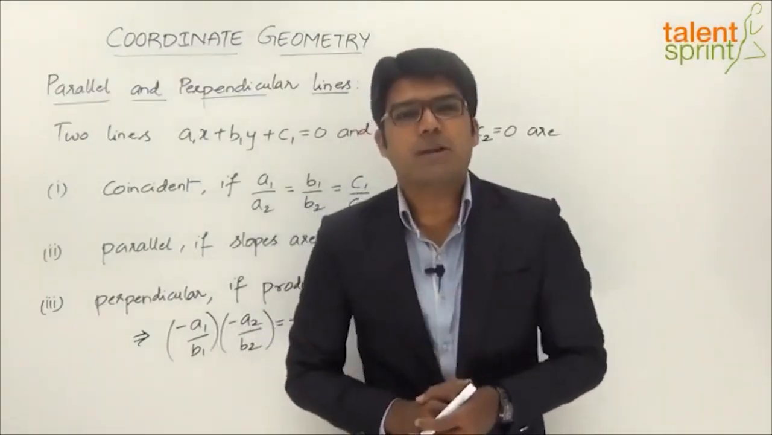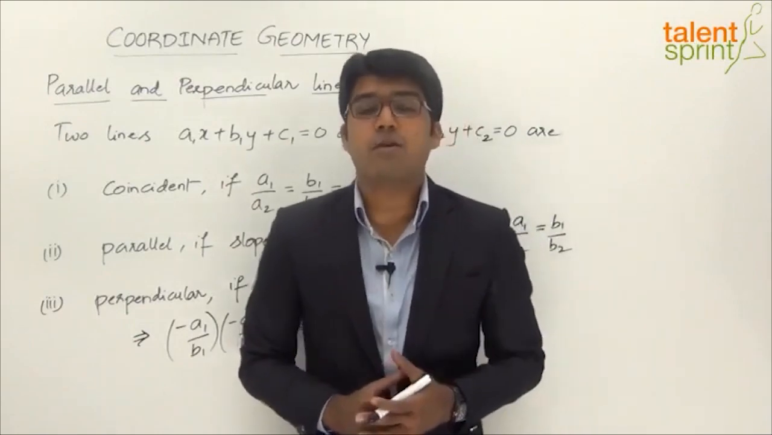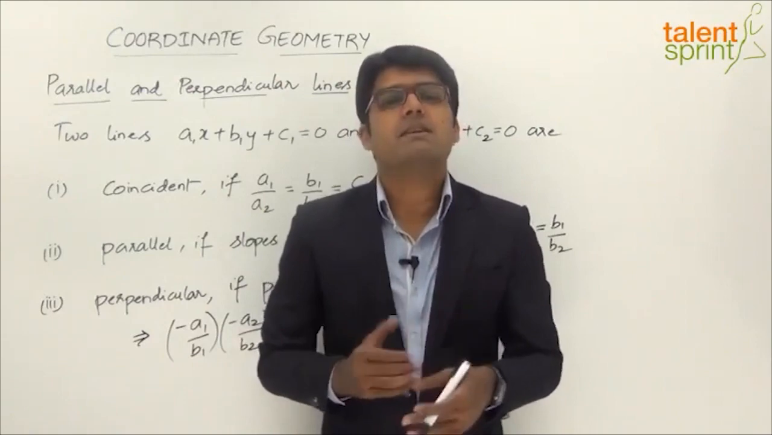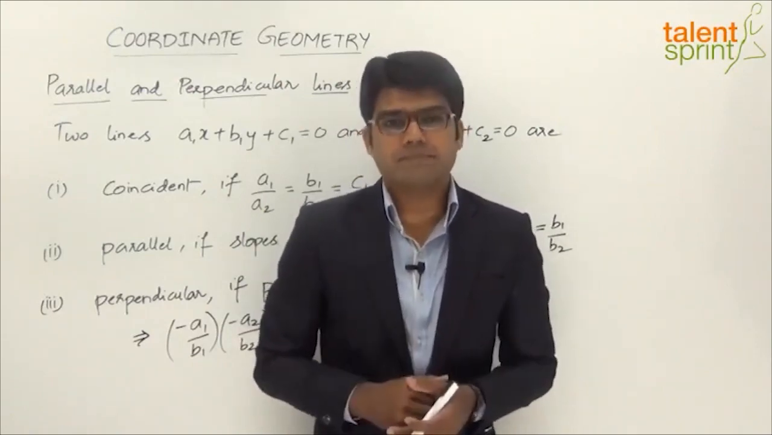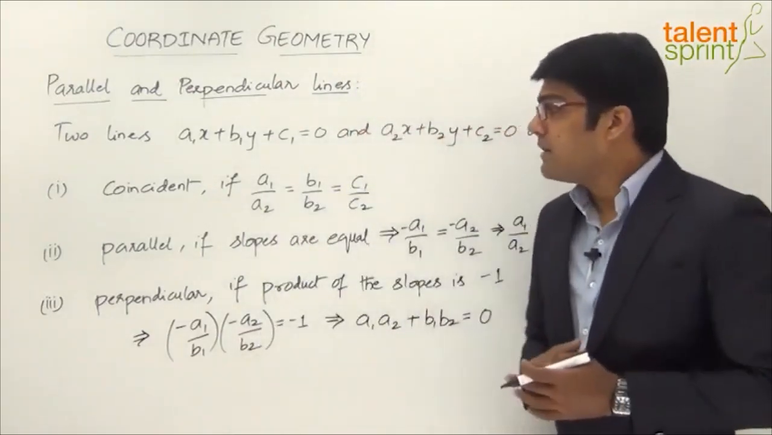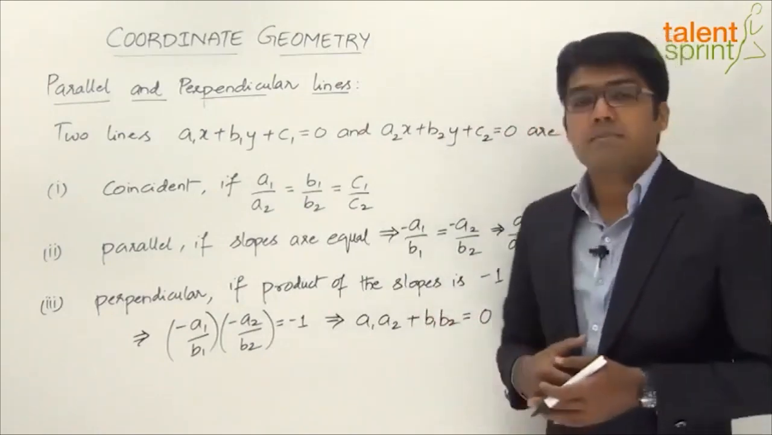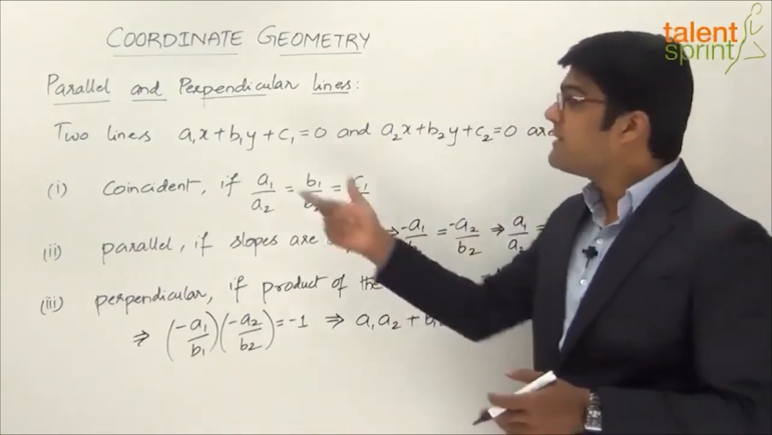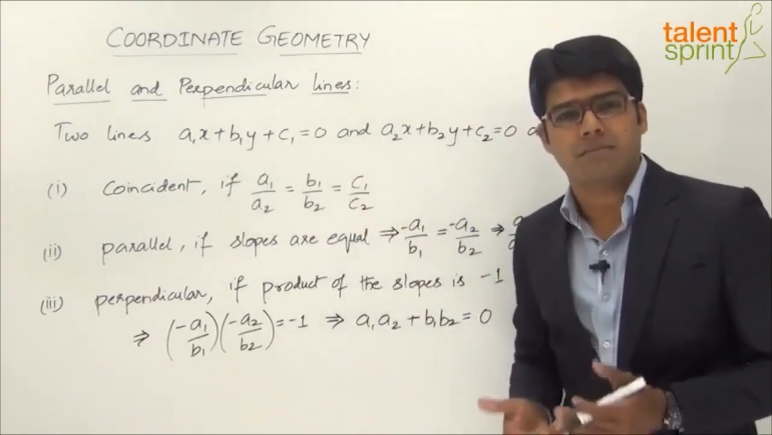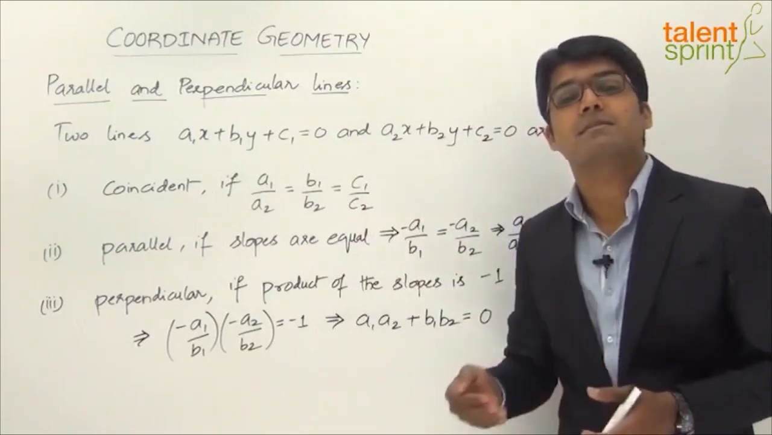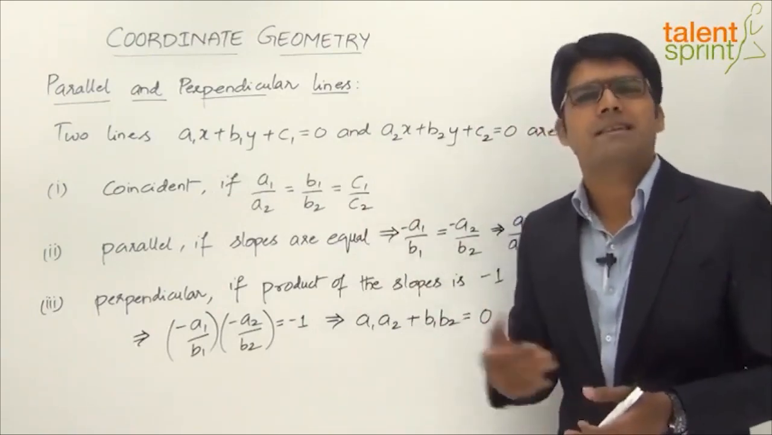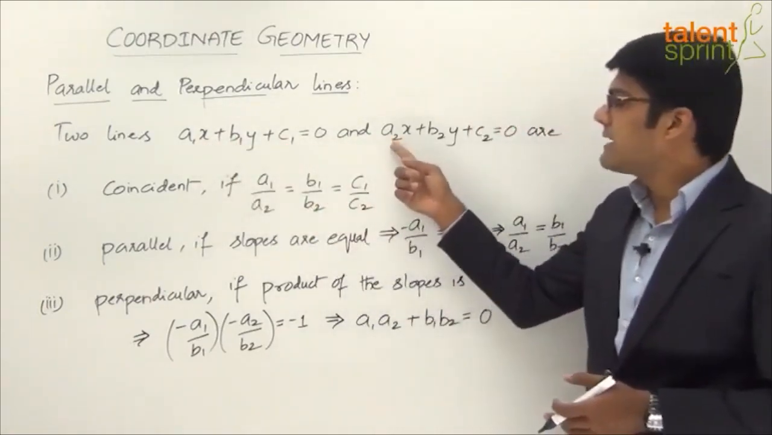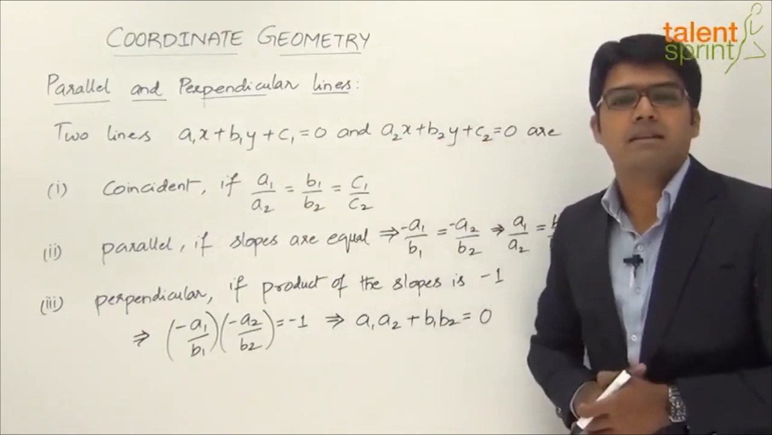Now that we have learned how to write the equation of a straight line in different forms, let us look at a few conditions. These conditions will help us decide if the given lines are parallel or perpendicular. So let's look at the statement here. Two lines a1x plus b1y plus c1 equal to 0 and a2x plus b2y plus c2 equal to 0. As we see, we have taken the equations in the general form. The general form, as we all know, is ax plus by plus c equal to 0, where a, b and c are the constants. So in the first line, a1, b1 and c1 are the constants, and in the second one it is a2, b2 and c2 that are the constants.